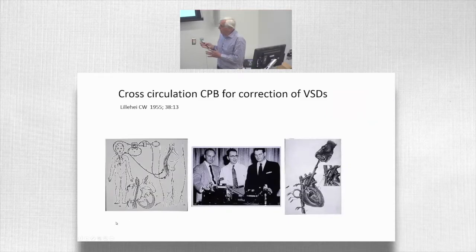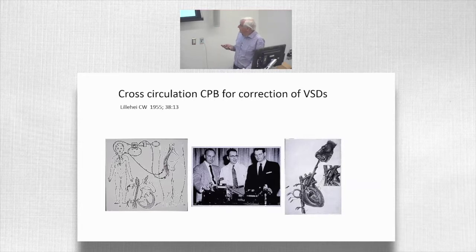But for other congenital heart defects, like tetralogy and for VSDs, the Gibbon oxygenator had not caught on. And they did crazy things like cross-circulation. So the cardiac pulmonary support was provided by one normal person, and for the patient being operated on, the support for their circulation came from this cross-circulation device here.